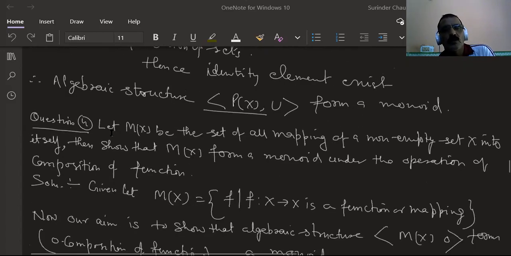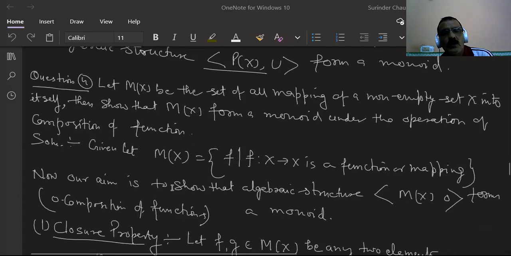Next, we will discuss functions. Let Mx be the set of all mappings of a non-empty set X into itself. Then show that Mx forms a monoid under the operation of composition of functions. So the solution for this: Mx is a set of all functions such that f is a function from X to X, right?